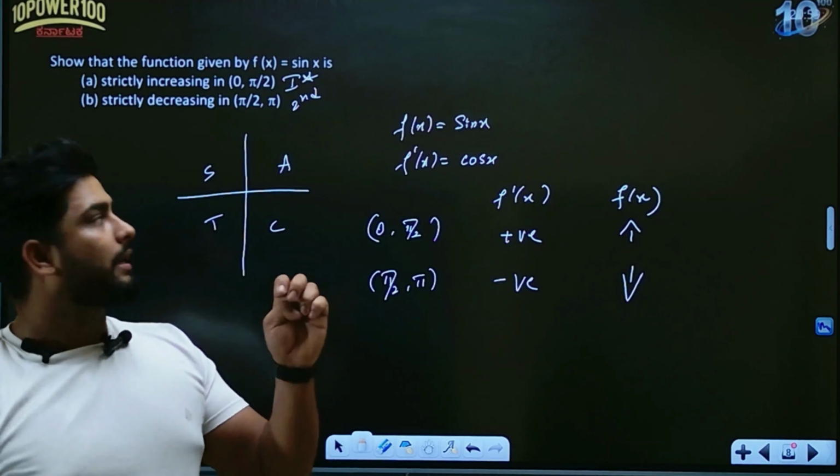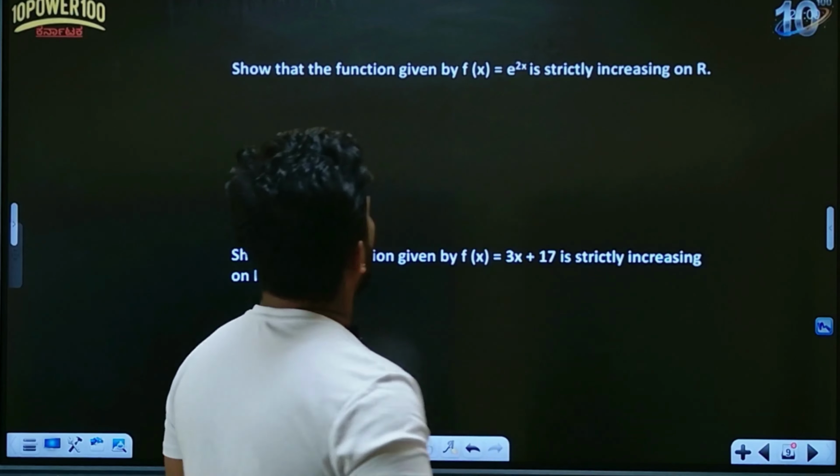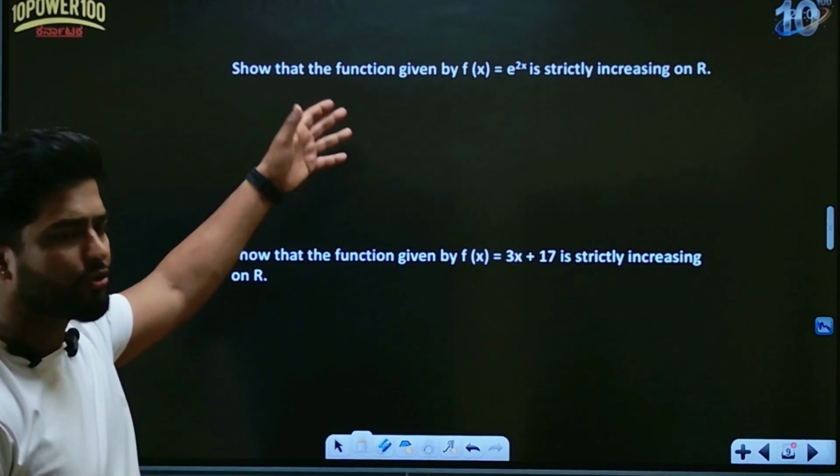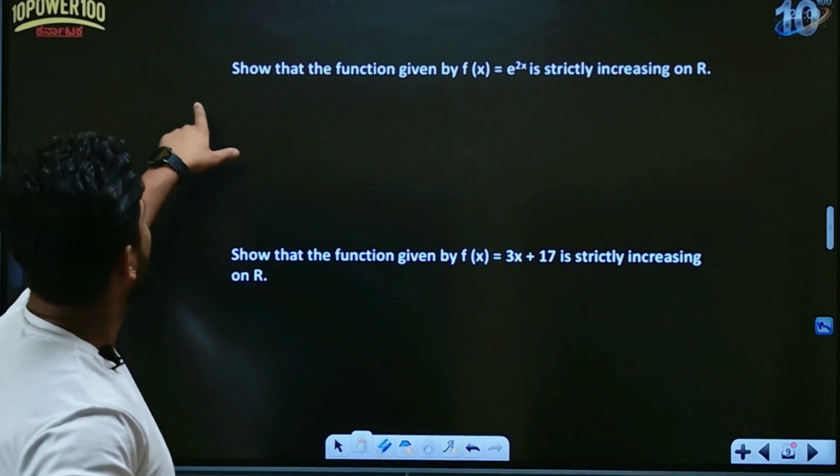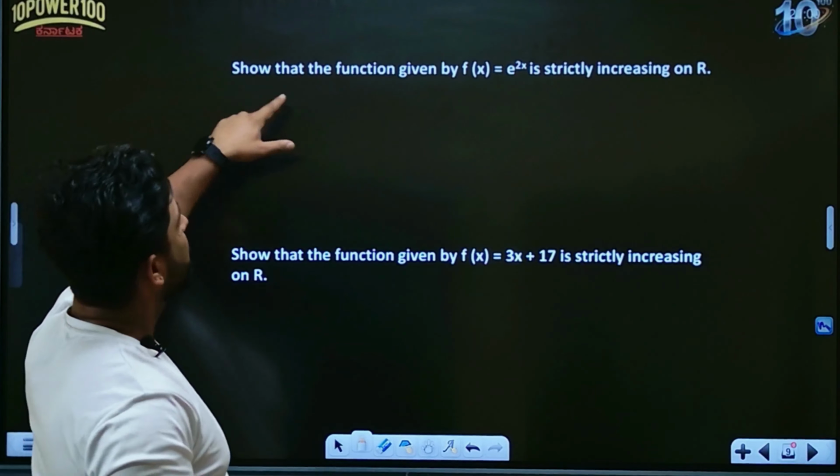Next, questions like this can also come. This is a 2 mark simple question. Show that f of x is equal to e to the power 2x is strictly increasing on R. Let's find f dash of x. F dash of x is e to the power 2x into 2, so f dash of x is equal to 2 into e to the power 2x.